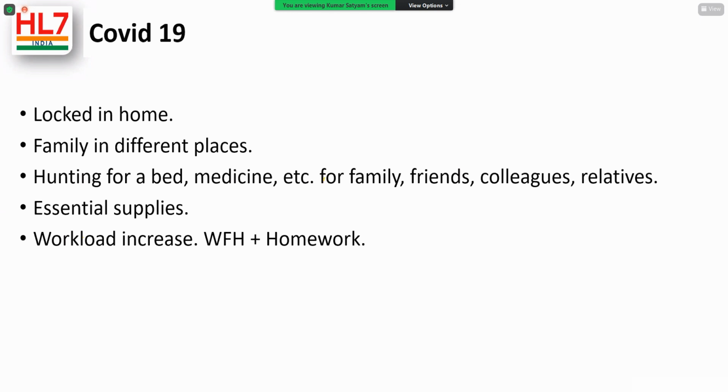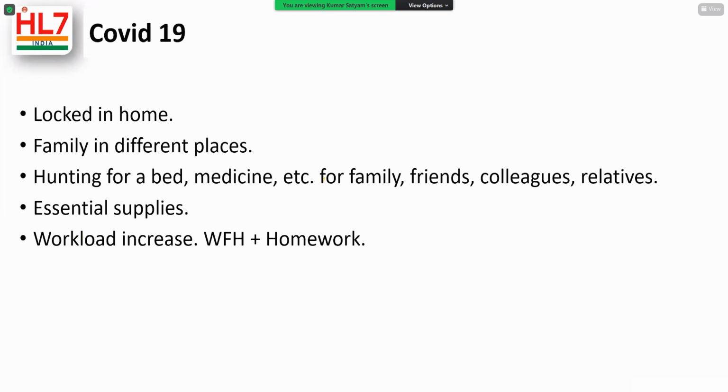So what I'm saying here is, we are locked in home, we have families in different places, we are all searching for different information, right? From hospital healthcare to essential supplies to all the things. This is a situation that all of us are in. So how can it be better? How can things be better?